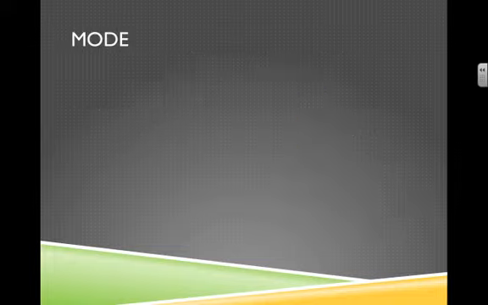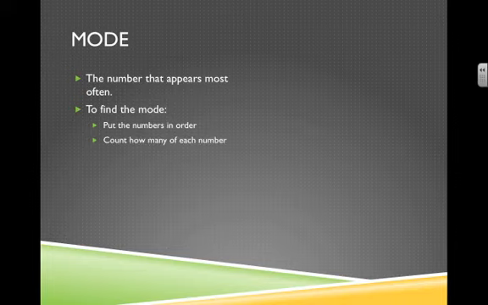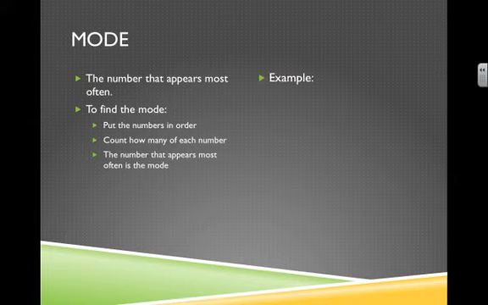Next, the mode, or la mode in French. This is the number that appears most often on your list. To find the mode, it is easiest to put your numbers in order again and count how many of each number appear. The number that appears most often is the mode.